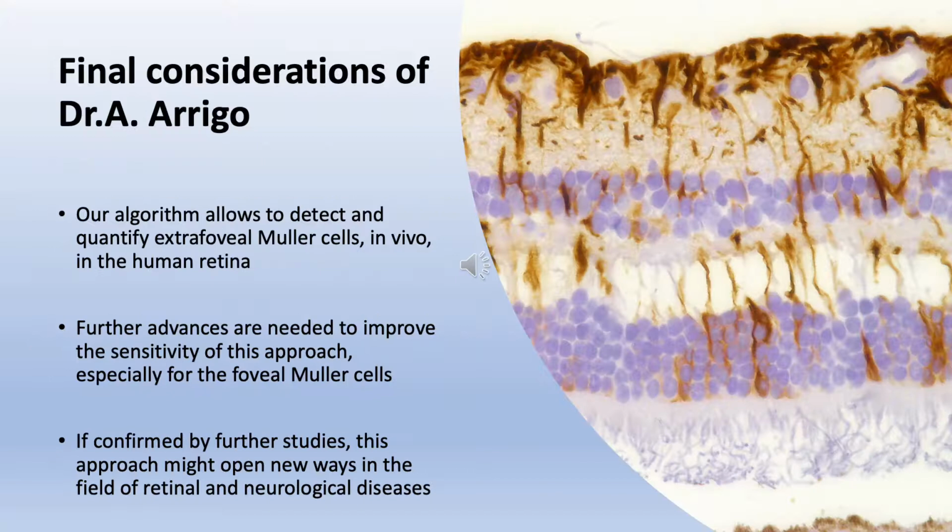In conclusion, our algorithm allows to detect and quantify extrafoveal Müller cells in vivo in the human retina. Further technical advances are needed to improve the sensitivity of this approach, especially looking for the foveal Müller cells isolation. If confirmed by further studies, this approach might pave the way for new perspectives in the field of retinal and neurological diseases.